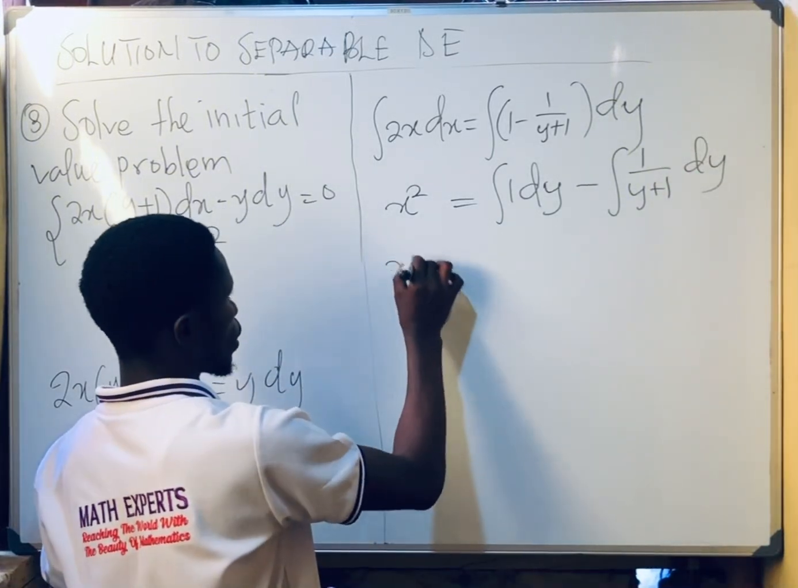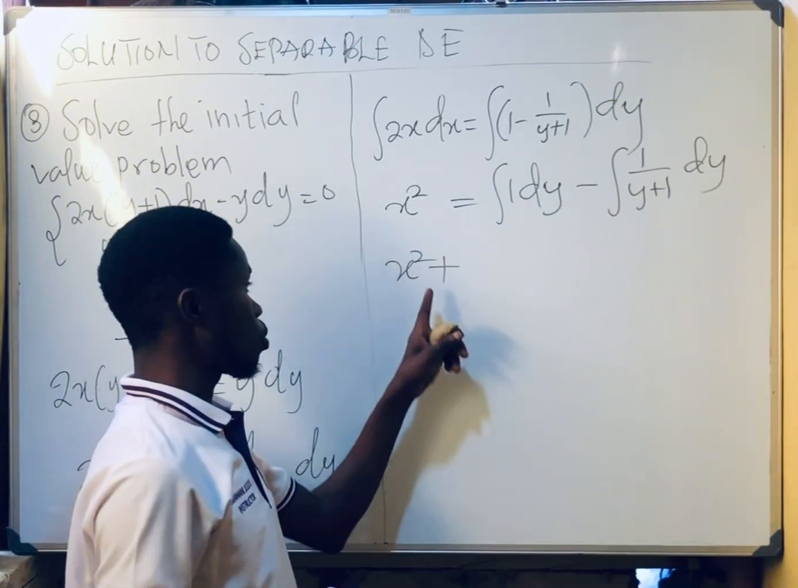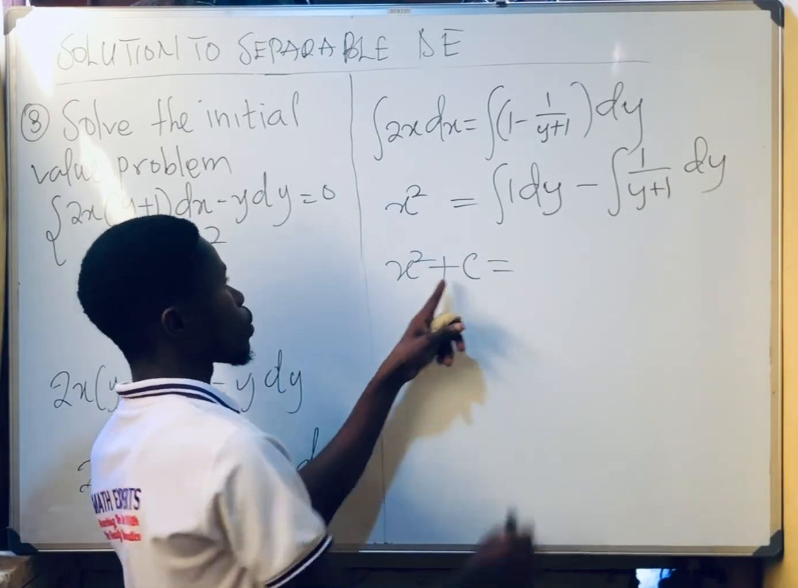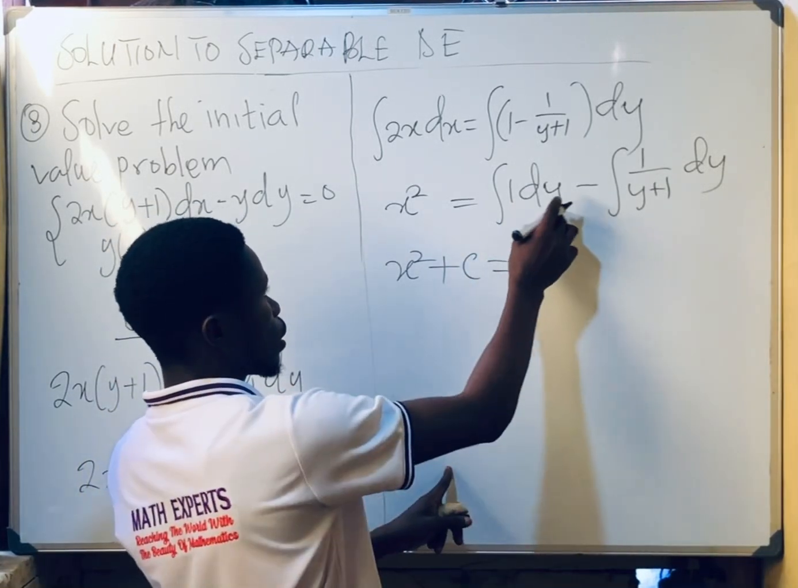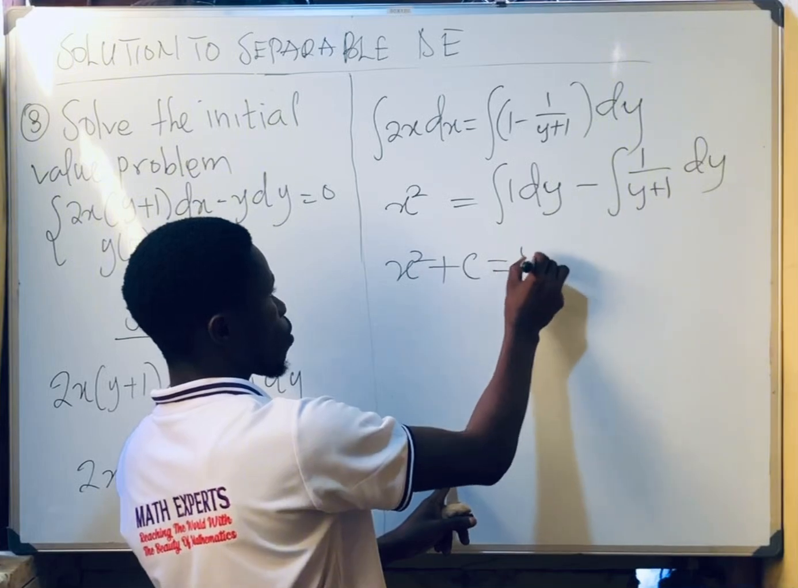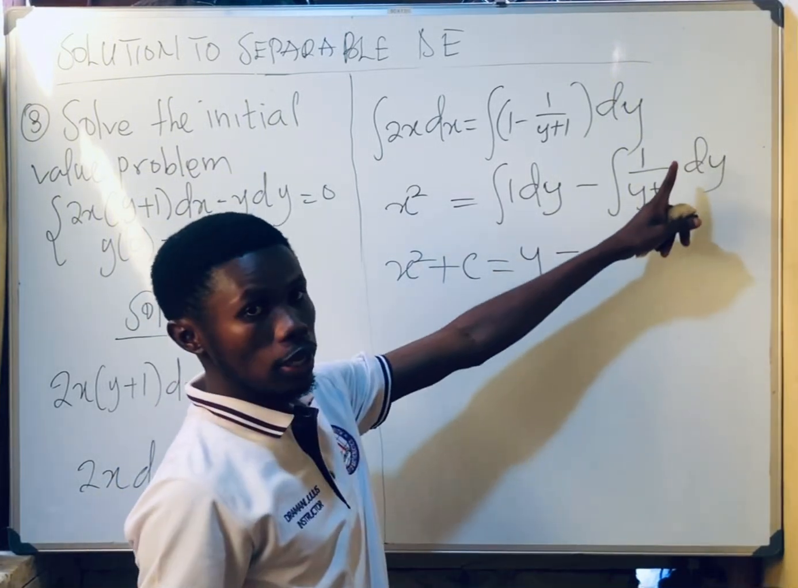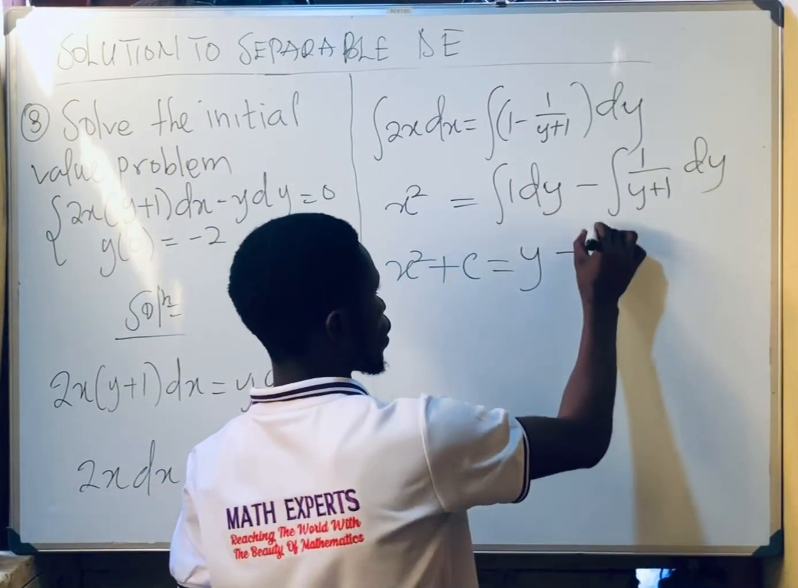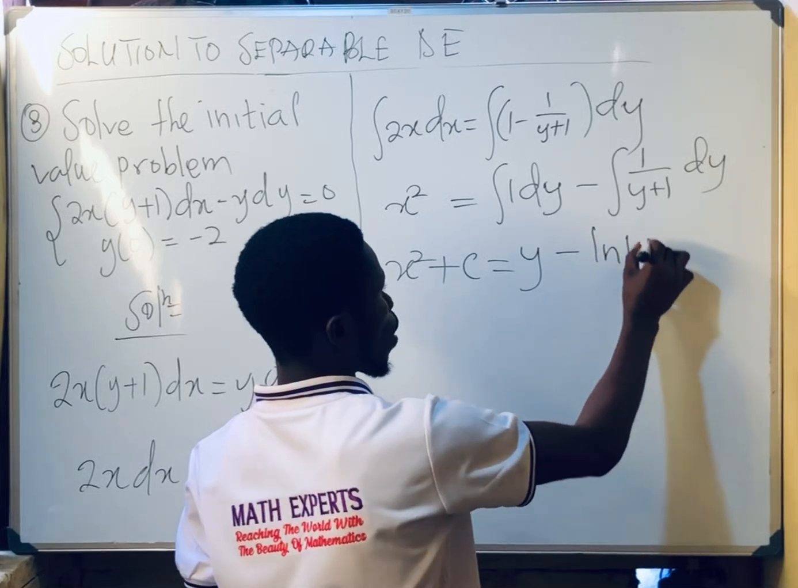So I continue, can decide to put the constant to this. Now this one will be 1. If I integrate this 1, it will become y. If I integrate 1 over y plus 1, it becomes then ln of y plus 1.